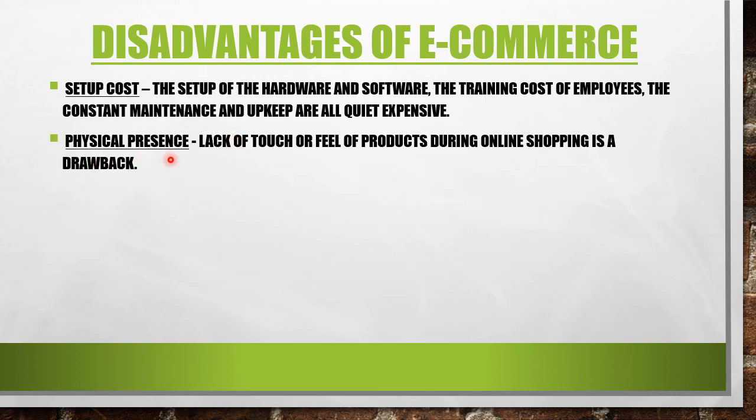Physical presence. Lack of touch or feel of products during online shopping is a drawback. See, physical presence means what? You cannot touch the product or you cannot feel that product. You're just watching that product online. You are only seeing the product on the site, but when will you know how it actually is? When it comes to your home. Once it is delivered, then only you will come to know how the product is. Okay, but by seeing it online, you cannot judge that product. Okay, so that is one of the disadvantages of e-commerce.